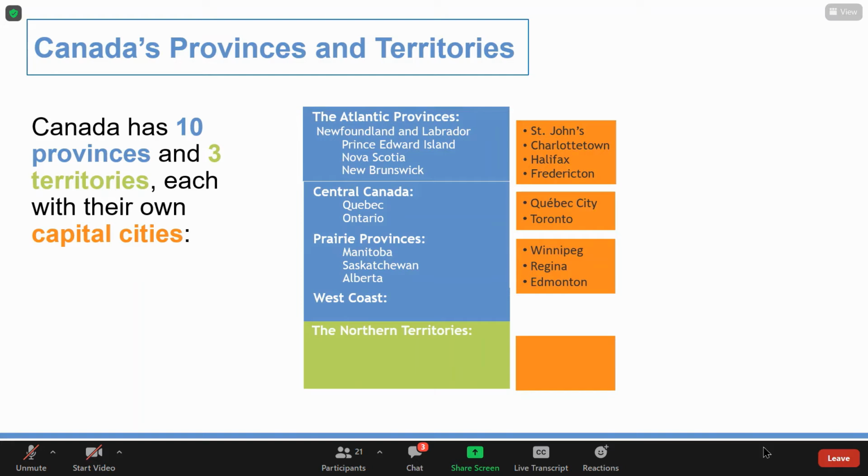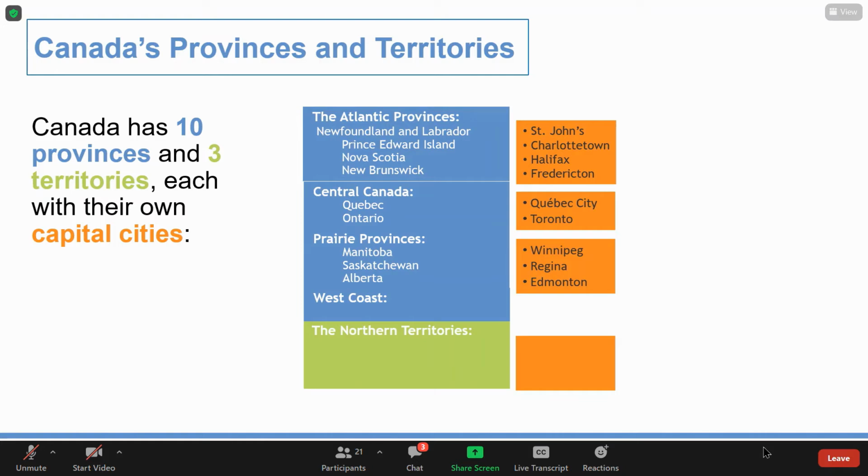As you can see on the right of the slide, the capital of Newfoundland and Labrador is St. John's. The capital of Prince Edward Island is Charlottetown. The capital of Nova Scotia is Halifax. And the capital of New Brunswick is Fredericton. Then we move to central Canada: Quebec and Ontario. The capital of Quebec is Quebec City, and Ontario is Toronto. Many people get confused when they ask for the capital of Quebec and they automatically respond Montreal. It's not Montreal, it's Quebec City.